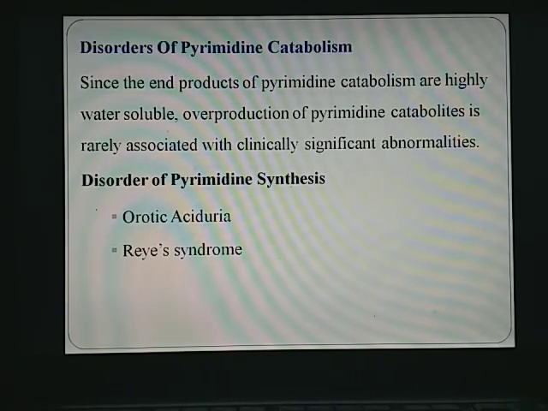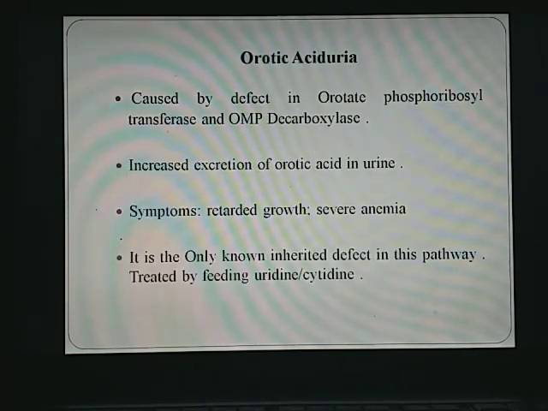So disorders of pyrimidine catabolism. Since the end products of pyrimidine catabolism are highly water soluble, overproduction of pyrimidine catabolites is rarely associated with clinically significant abnormalities. So disorders of pyrimidine synthesis are orotic aciduria and Reye's syndrome. So orotic aciduria. Orotic aciduria is caused by the defect in orotate phosphoribosyl transferase and OMP decarboxylase. Increased excretion of orotic acid in urine is the characteristic of orotic aciduria.